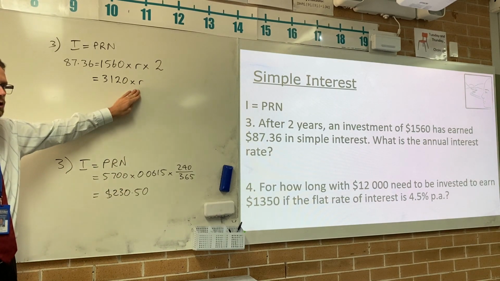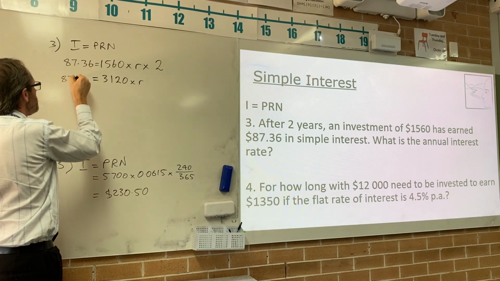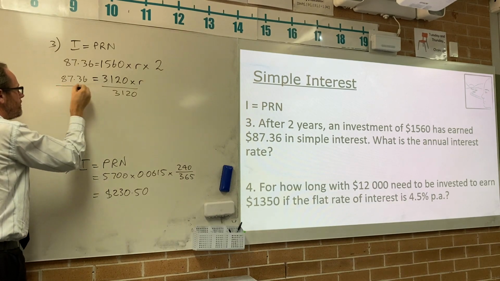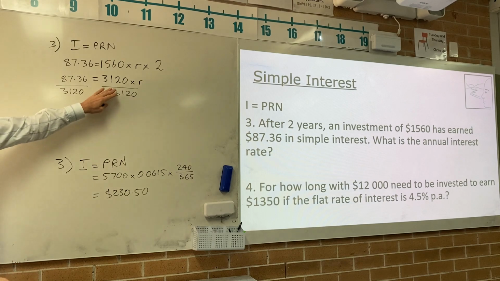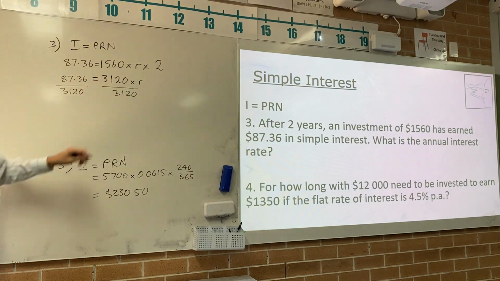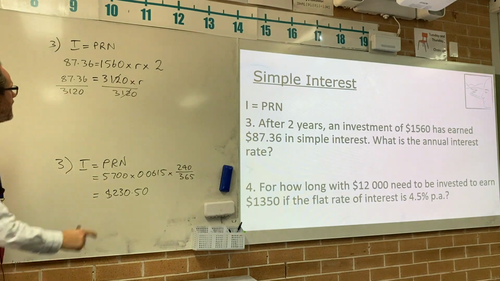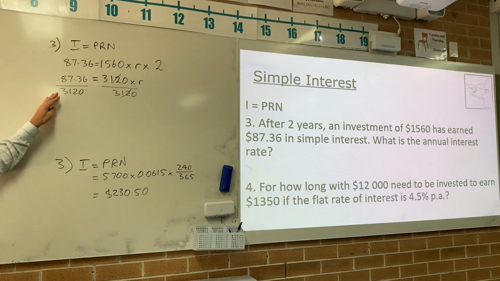Now, to get R on its own, we divide both sides by 3,120. Okay, we keep it balanced, but we want to just get R. So when I divide on the right-hand side, those 2 cancel out. And all I need to do now is work out what 87.36 divided by 3,120 is. So, can someone type that into their calculator, please?